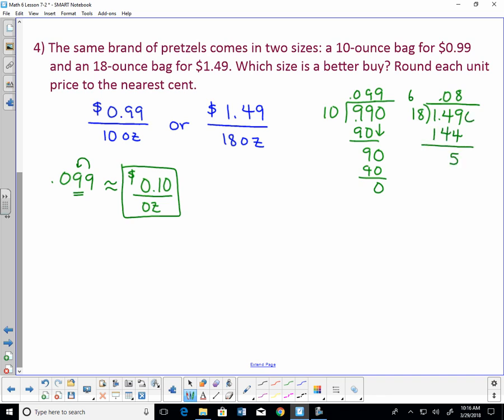18 goes into 50 twice. That's 36. 50 minus 36 is 14. 40 minus 36 is 4. 4 minus 3 is 1. So this is 0.082, rounding to the hundredths position. This would round to 8 cents per ounce.